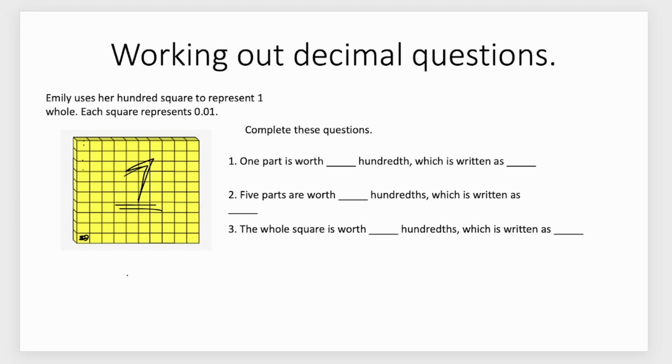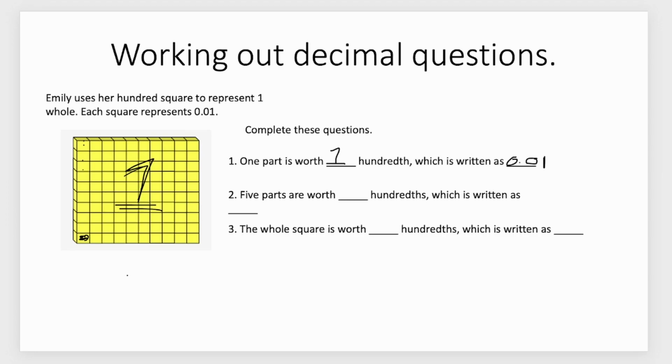So one part is worth blank hundredth, which is written as what? So we do know that one part of this is worth 0.01. So in fact, because that is one part of the hundredth, we're just going to write 100th. That is one part of the 100th, which is also written as 0.01. Right, because 100 of those make our one whole. So one part is worth one hundredth, which is written as 0.01.